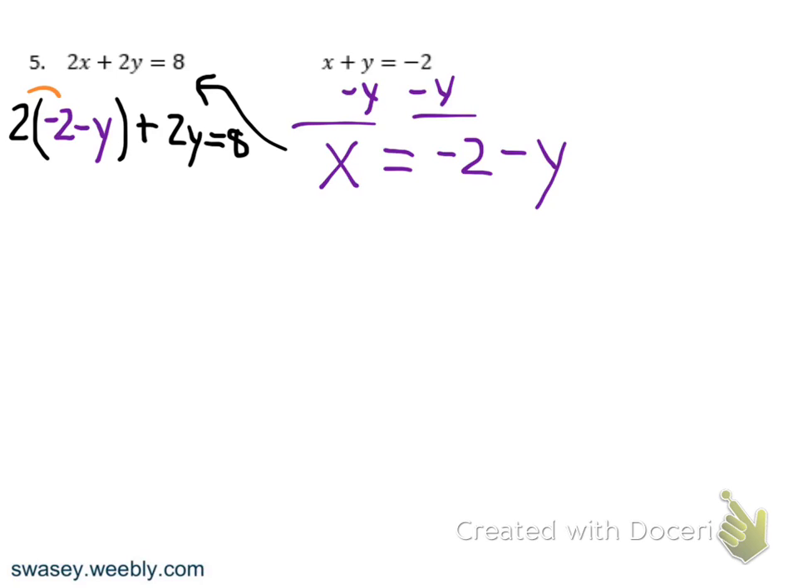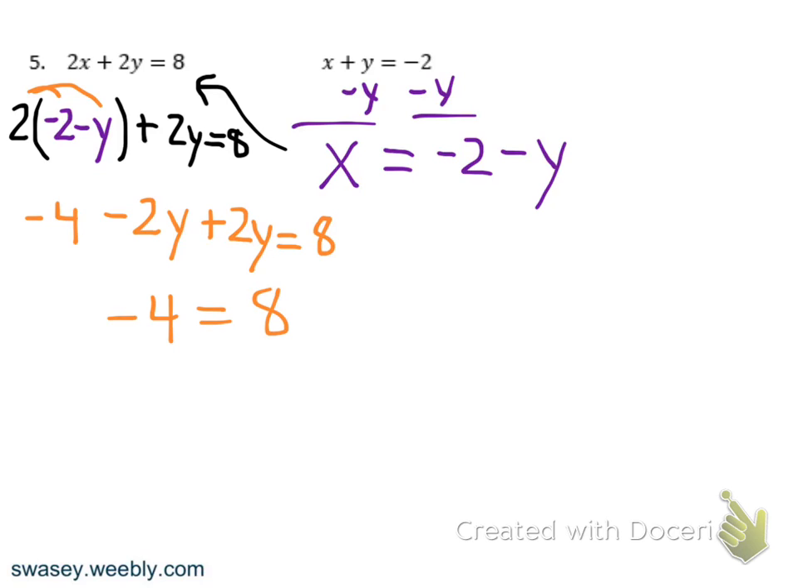To get rid of the parentheses, distribute. 2 times negative 2 is negative 4. 2 times negative y is negative 2y. We'll combine those like terms. Negative 2y plus positive 2y is 0. It's gone. So we have negative 4 equal to 8. We've got to decide if it's true or false. That is false. So if it's false, it's no solution.